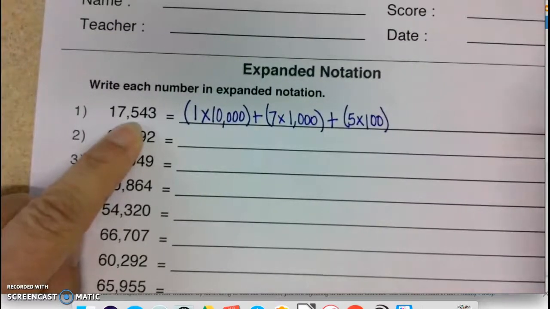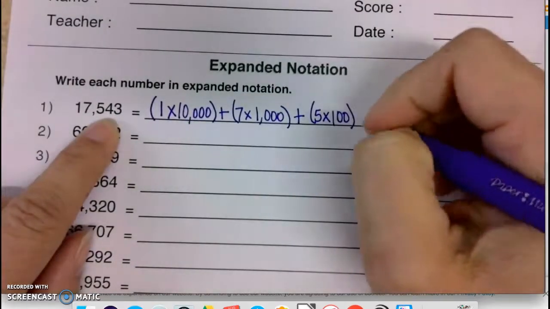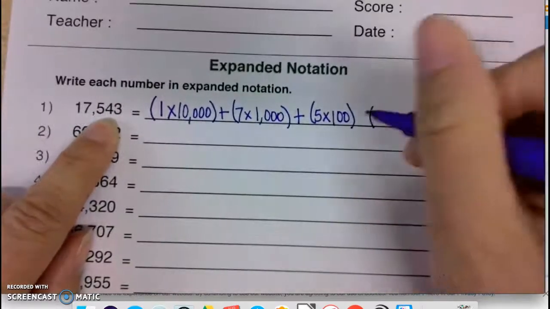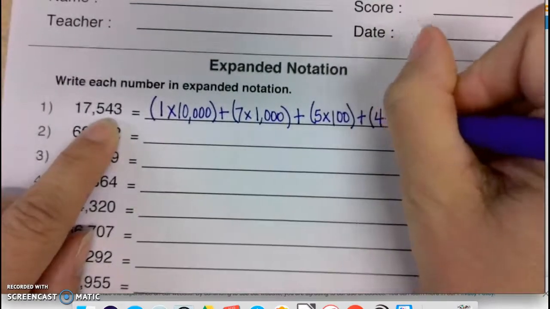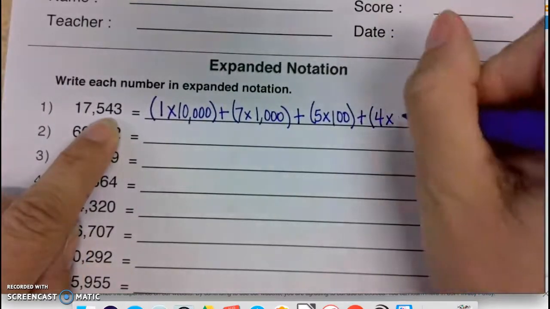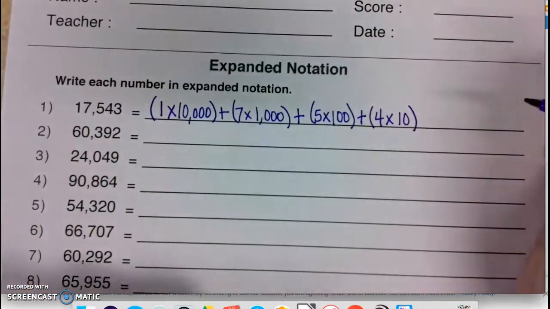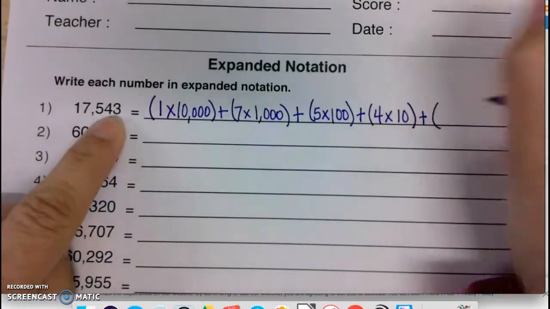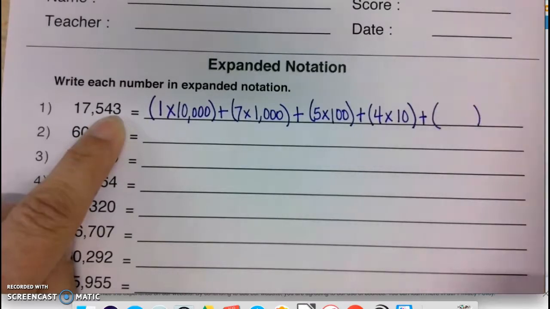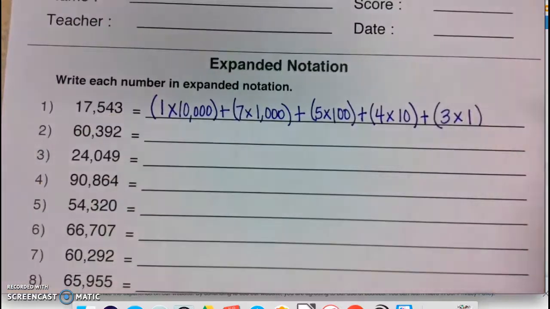And what comes next? 4. Good. What do I put between my groups of parentheses? Plus. Good. And then I'm going to multiply 4 times 10, because it's in the tens place. Very good. And then my last digit is 3. So I'm going to put a plus sign, open parentheses, and what times what in this set of parentheses? 3 times 1. Very good.